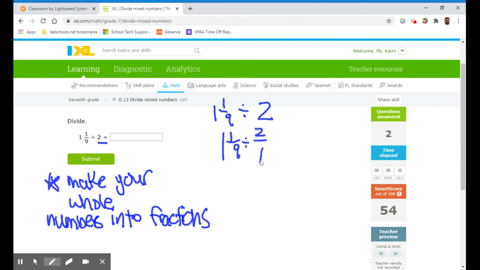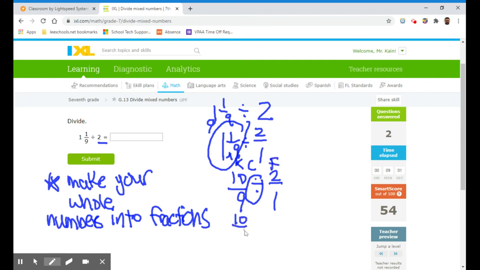2 over 1, 2 divided by 1 is the same thing as 2, right? Now we're just going to follow the rest of our steps. We're going to go ahead and take care of this. We're going to multiply the bottom times the big at the top. So 9 times 1 is 9, plus 1 is 10. 10 ninths, divided by 2 over 1. It's divide, so you know what that means. Kentucky chicken fried for divide. KCF. Keep, change, flip.